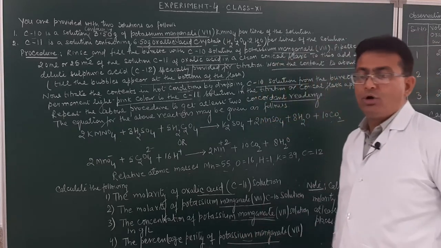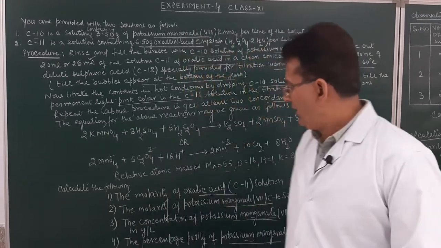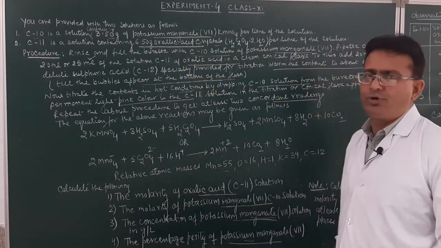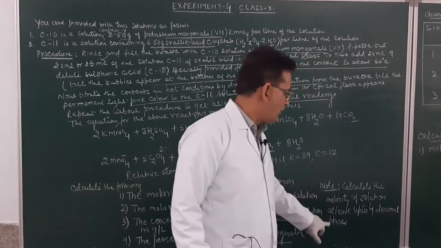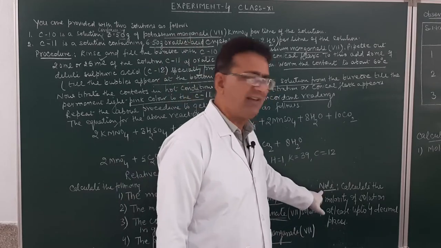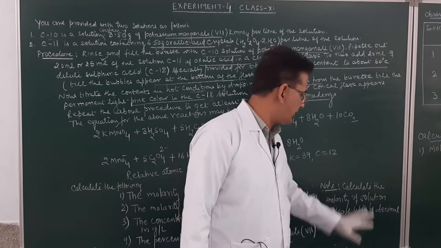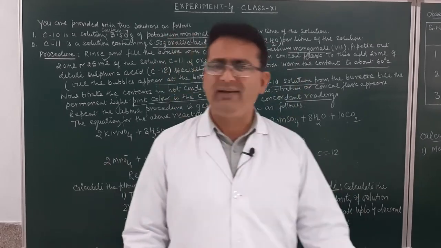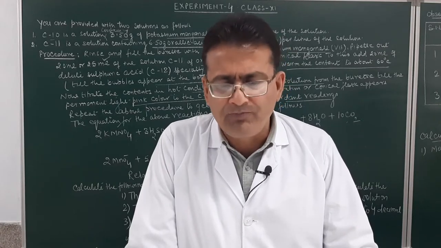Am I clear? There you found the value of X for oxalic acid, which comes to approximately 2. Here we have to find the percentage purity of KMnO4. All the calculations for the molarity must be done up to 4 decimal places. This will be written as a note, as an instruction, on the board paper. Calculate the molarity of the solution at least up to 4 decimal places. I hope the procedure is very clear, as you have done in experiment number 3 also.